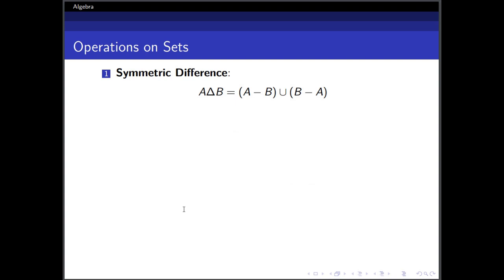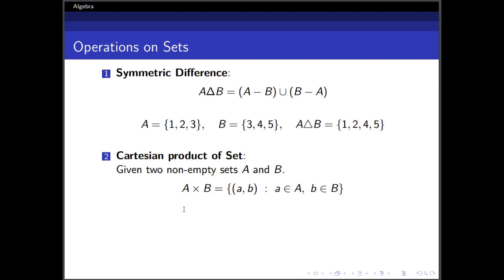Another important operation is symmetric difference, denoted by A symmetric difference B, and which is defined as A difference B union B difference A. For example, if A is equal to {1, 2, 3}, B is equal to {3, 4, 5}, then A symmetric difference B is equal to {1, 2, 4, 5}. So symmetric difference contains elements which belong to either A or B, but not in both.